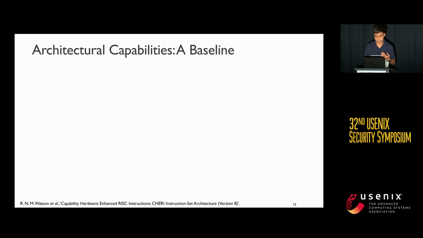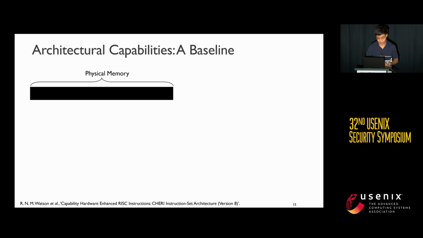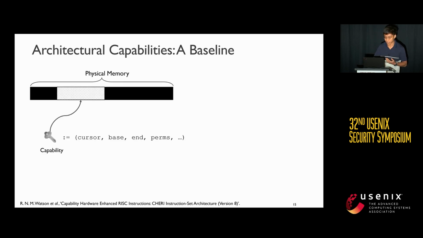We look to architectural capabilities as a base idea. If we have a physical memory, we have a capability as a token, which encodes information about a memory region within the physical memory, as well as access permissions. So the idea is that instead of using raw addresses for accessing memory, we use a capability instead.